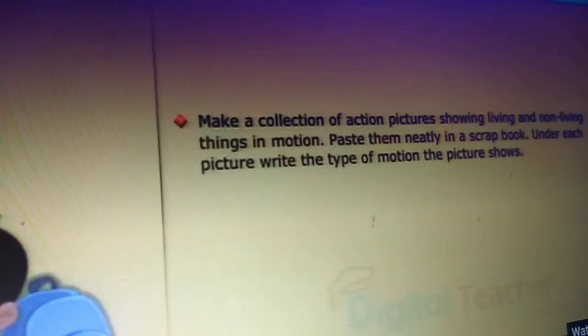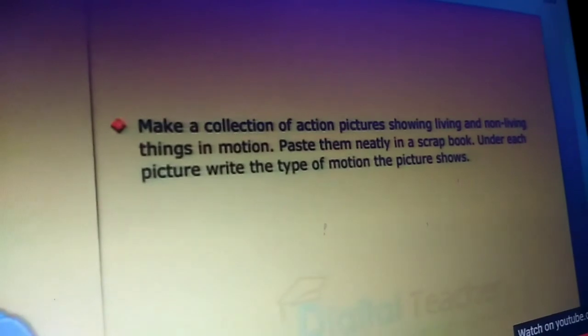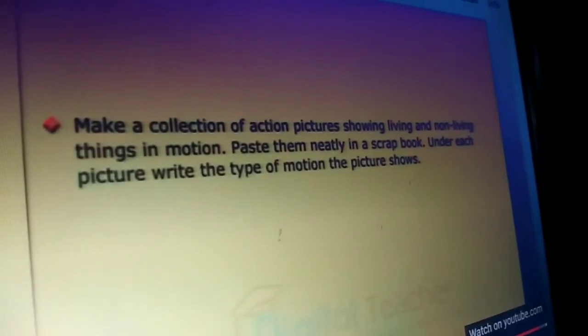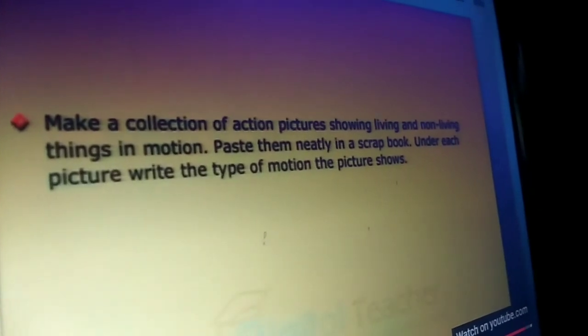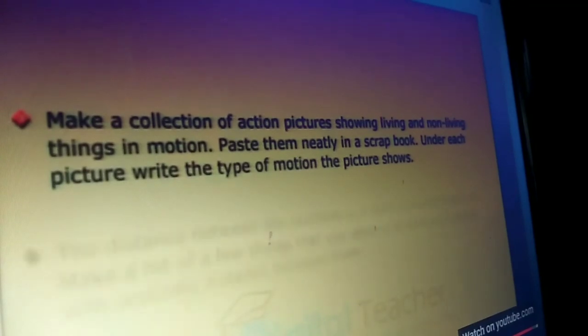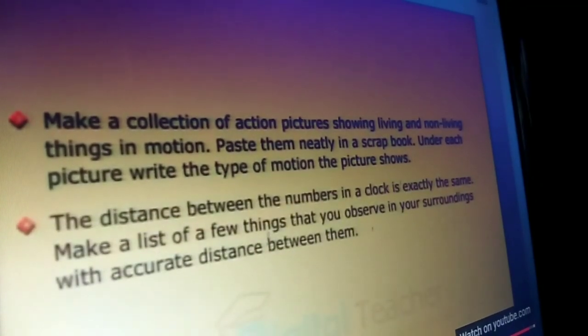Follow-up work. Make a collection of action pictures showing living and non-living things in motion. Paste them neatly in a scrapbook. Under each picture, write the type of motion the picture shows. The distance between the numbers in a clock is exactly the same. Make a list of a few things that you observe in your surroundings with accurate distance between them.